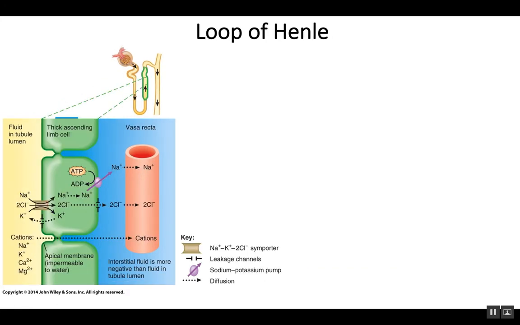What happens at the loop of Henle? So now we're looking at this loop. Now we have to think of the loop as two different limbs. You've got the descending limb and the ascending limb. This picture is focusing more on this ascending limb here. There's a part of it called the thick ascending limb, but this is the ascending limb here.